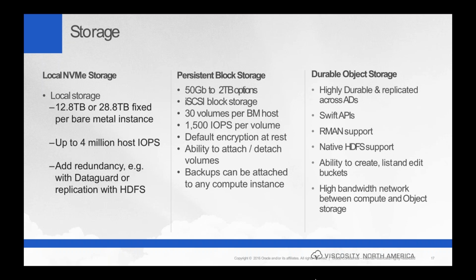The third storage is what we call our durable object storage. This object storage is really meant for durable, low-cost storage, and you can use Swift APIs to access this data, and it has native HDFS support as well. And the beauty of this object storage is that unlike other cloud providers, that object storage is local to that compute node. So everything is going to be layer 2 accessibility, low latency, high throughput access to even the object storage as well as block storage.